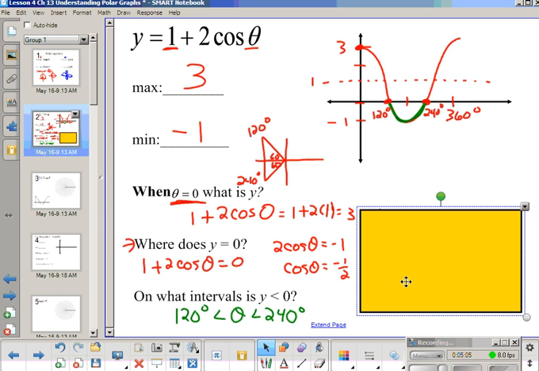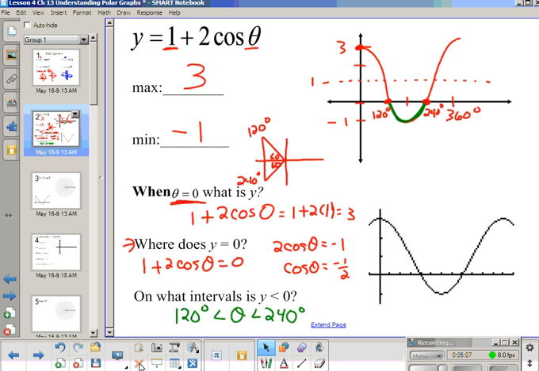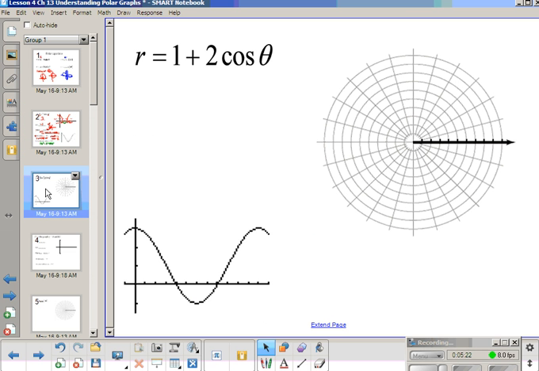I graphed this earlier. If we just get rid of that, there is the matching graph. That's cosine. It's stretched a little more, but you get the idea. Now I'm going to use this idea of the max value, the min value, and where y is less than 0 to help me make sense of this limacon graph. And now instead of y, we have r.